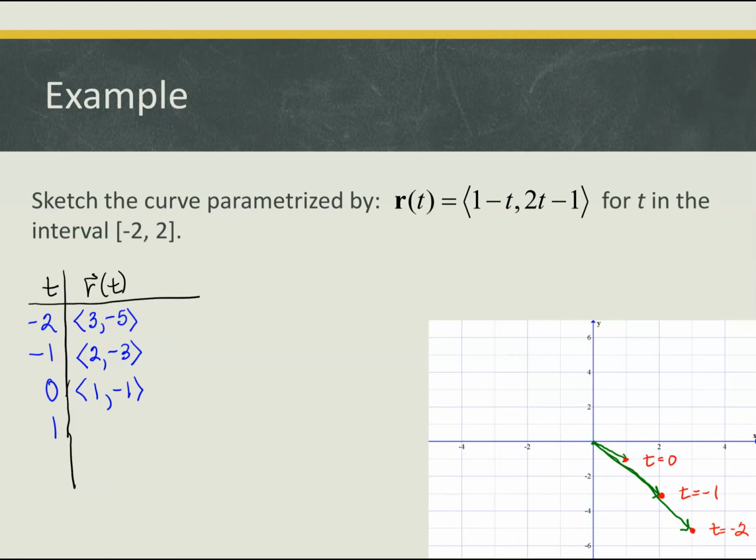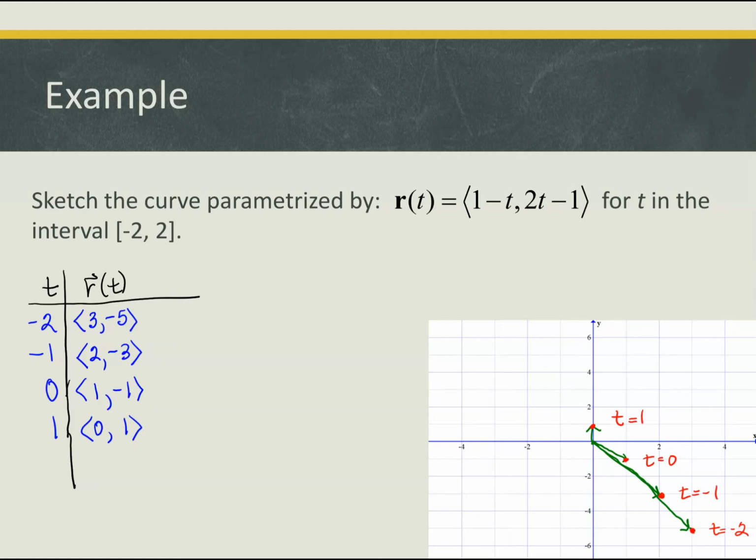Now for t equals 1, 1 minus 1 is 0 for my x component, and 2 times 1 minus 1 is 1. So my position vector for t equals 1 is 0, 1. So it looks something like that. At its tip is another point along my curve, and that occurred at t equals 1.